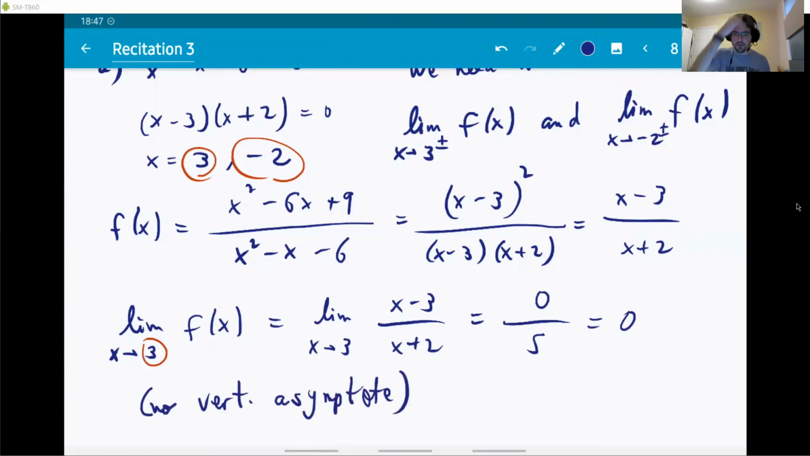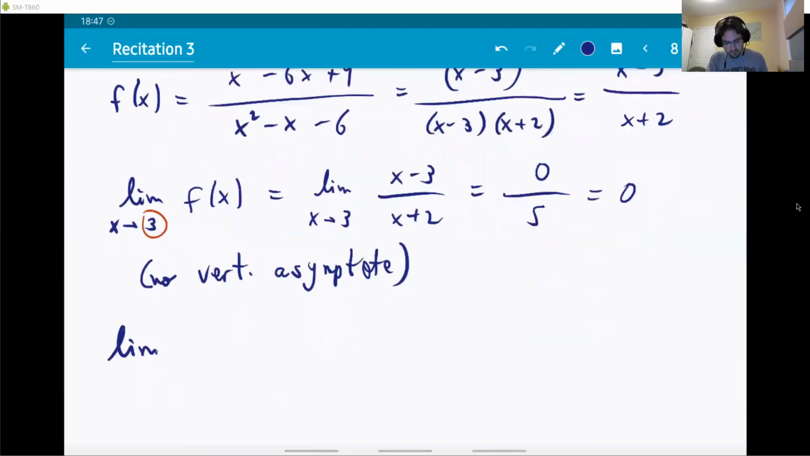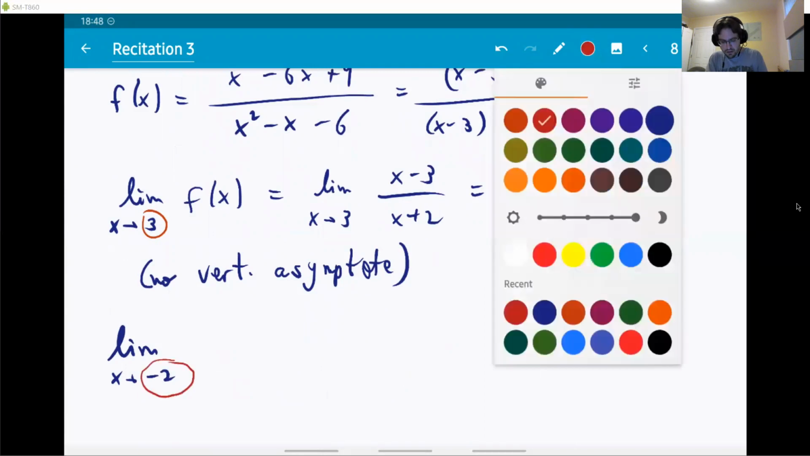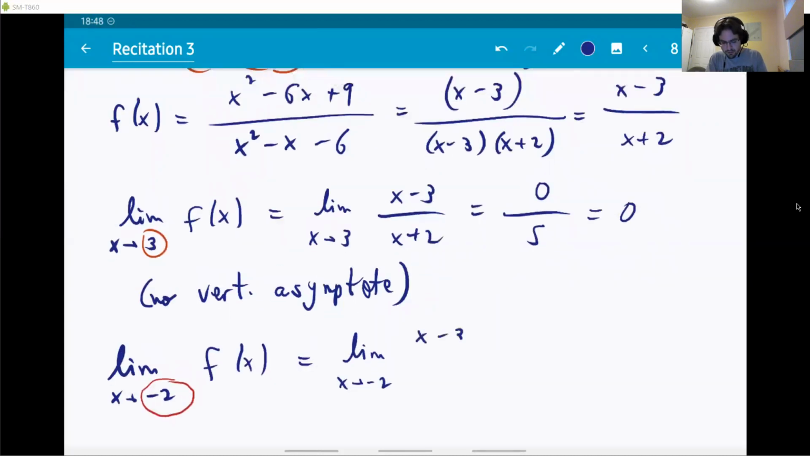Because you did not find the value of infinity or minus infinity. However, at the number negative 2, the other candidate, there will actually be a vertical asymptote. How much is this limit? Well, the limit itself does not exist.